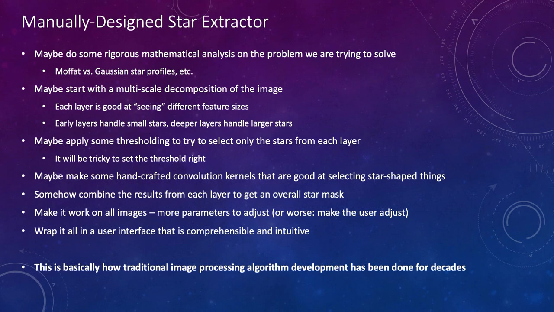This is the pattern that has been followed for image processing algorithm development for decades, and it's been extremely workable. But it has its limits. And the limit is how complex can those algorithms get? It comes down to how many parameters you need to adjust to get it to behave right in all circumstances. So it's difficult. That's how we would do it manually. It quickly becomes intractable, especially for a problem like this. You might get it to work on round stars, but then what about stars with diffraction spikes and stuff like that? All right, so how do we do this with a neural network?